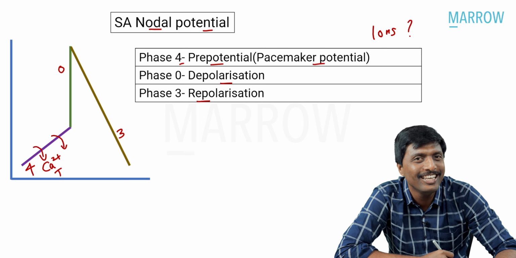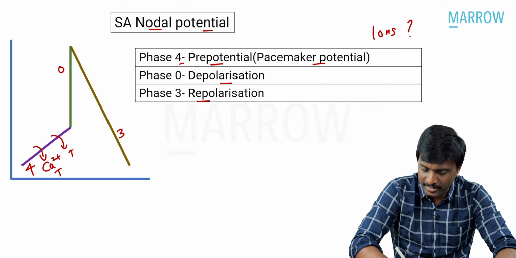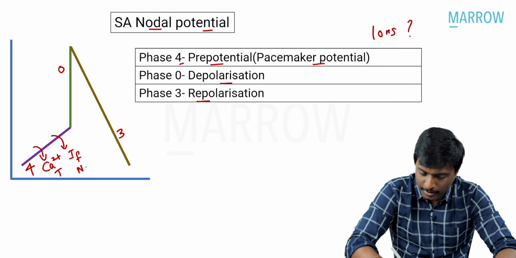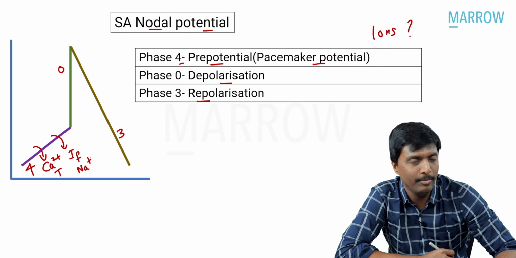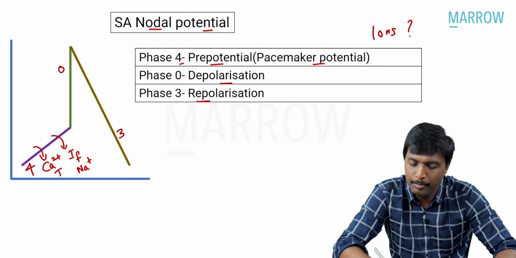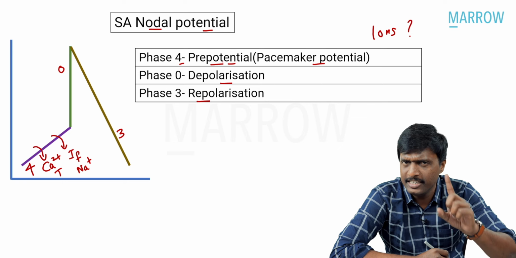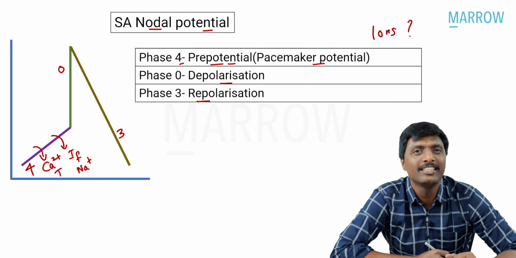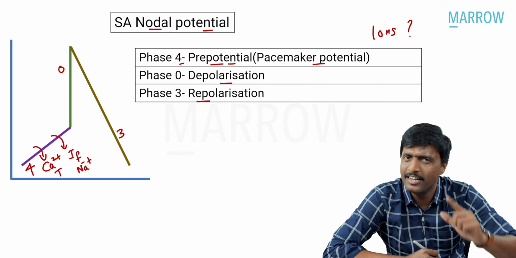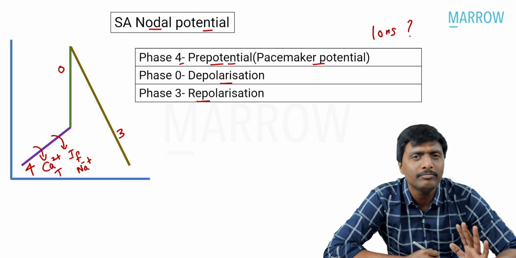What is that? What is funny here? There is something called funny currents. These funny currents are a special type of sodium currents. So there are two causes I told you for prepotential: transient calcium influx, and funny current sodium influx. There's a third cause also, I will tell you soon.